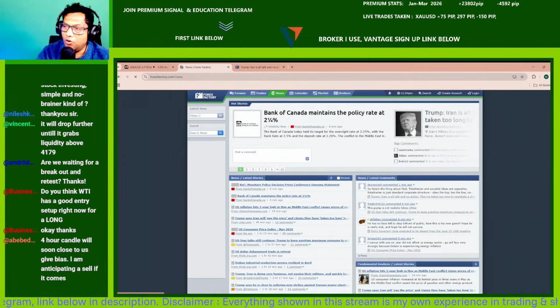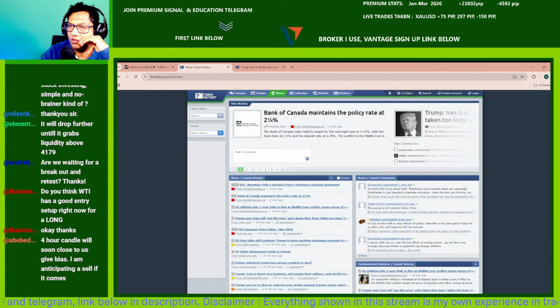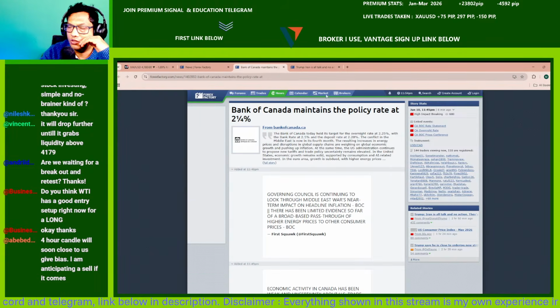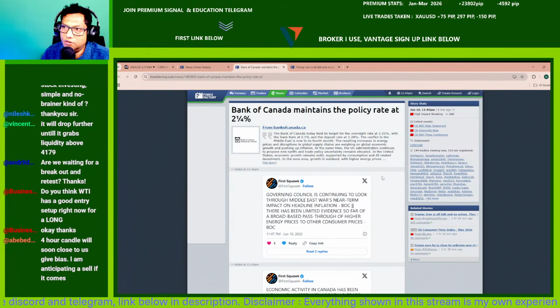Now, going back to the Bank of Canada. If you look at the policy rates, the Bank of Canada maintains the policy rate. The Bank of Canada today holds its target for the overnight rate at 2.25%, with the bank rate at 2.5% and the deposit rate at 2.2%. The conflict in the Middle East is now in its fourth month.